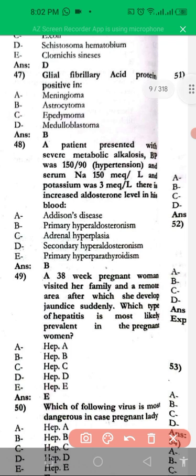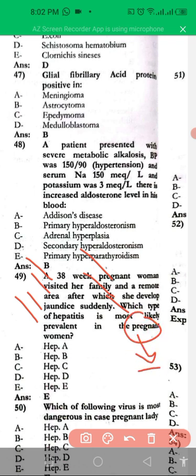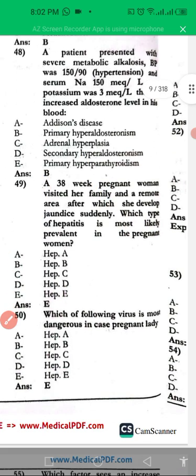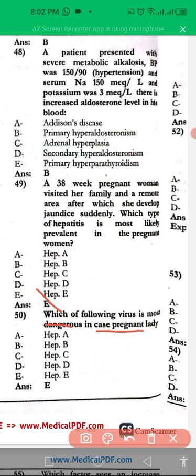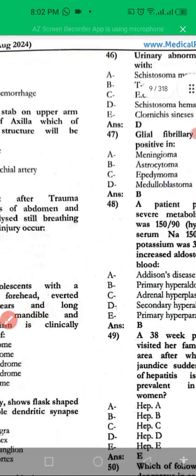Next one: a pregnant woman visits her family in a remote area. Jaundice. Which type of hepatitis can be there in pregnancy and a remote area? That is hepatitis E, which occurs because of poor socioeconomic conditions. Which of the following viruses is most dangerous in pregnant ladies? It is hepatitis D.